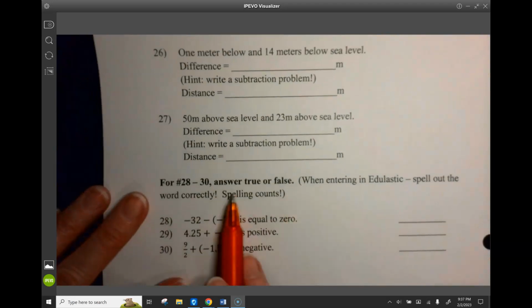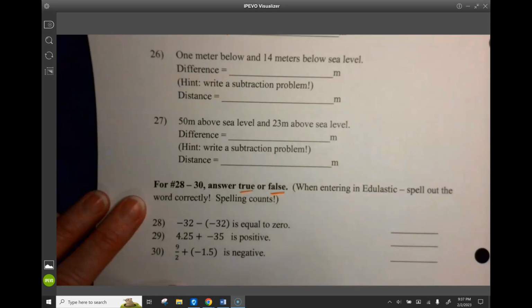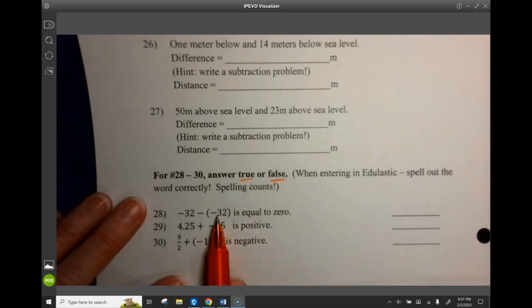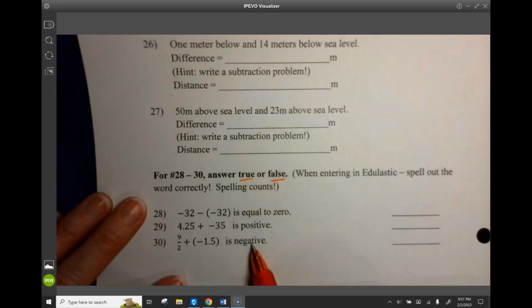And then 28 through 30, just for fun, it wants you to say true or false. Okay? Putting just a T or an F is a little too confusing. I want the words true and false written out so we can actually tell what those are. So go through and here's what I would recommend. Do the problem first and then see what they're saying.